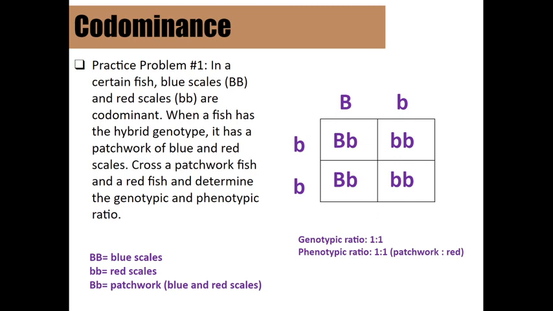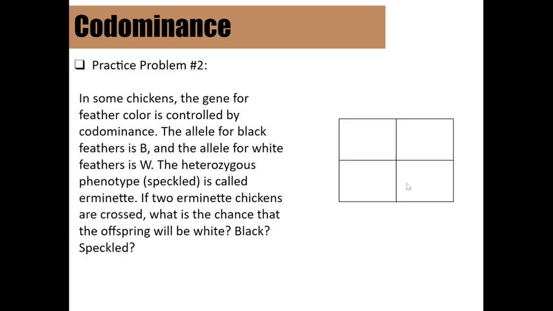So our genotypic ratio will be 1:1 because we've got 2 big B, little b, and we got 2 little b. And while 2:2 is not necessarily incorrect, it is not the most correct answer. So we simplify that down to 1:1. So the phenotypic ratio is going to be 1:1 of patchwork to red scales.